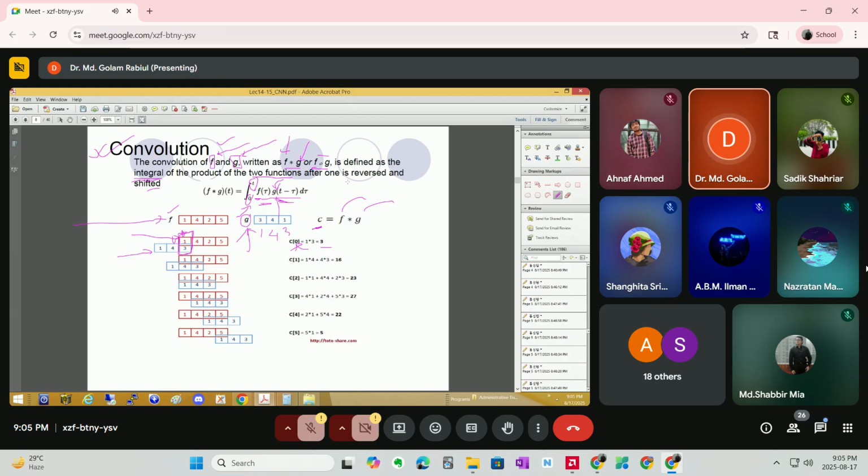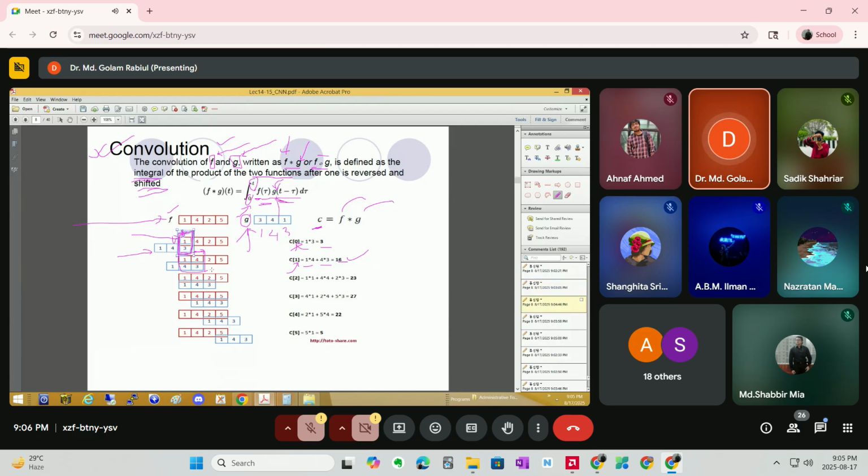Then what we have to do? Shift 1 bit. After shifting, we will get 4, 3 now. So these are the common. So here is 1 times 4 and 4 times 3. So this is 4 plus 12, which is 16. So in C1, in convolution 1, we will get the 16 here.